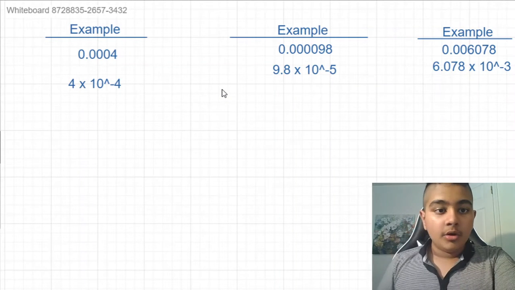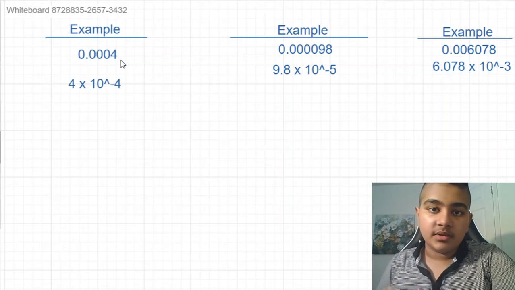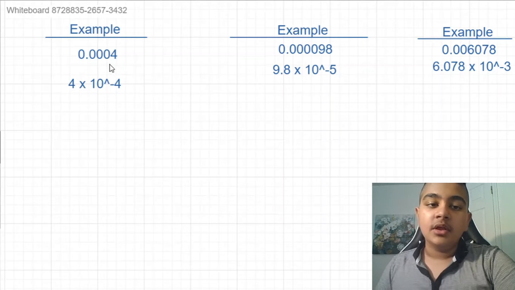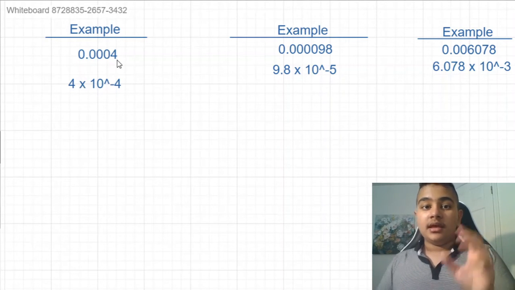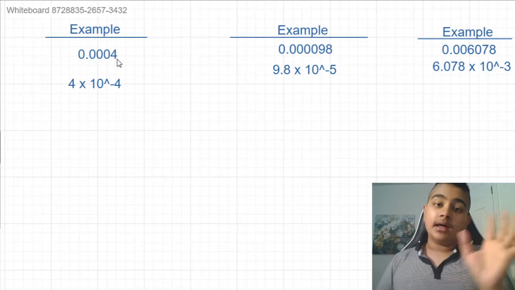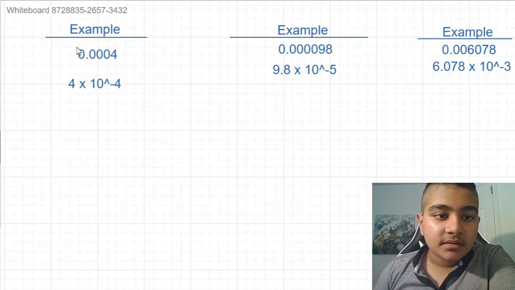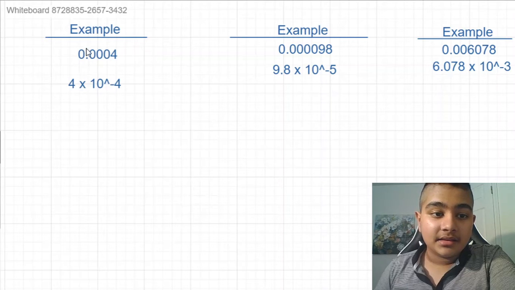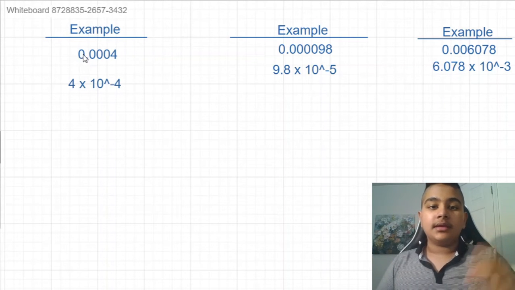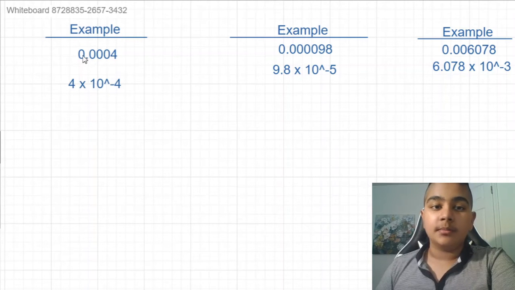So here we have 0.0004. So it's a decimal, it's not a whole number, it's much less than one. But remember that we have to have something in the units place, and only in the units place, and anything to the right of the decimal point doesn't matter. So we see there isn't a number in the units place. By the way, 0 doesn't count. There's nothing in the units place. So how do we make it go to the units place? So we have to move up the number 4.